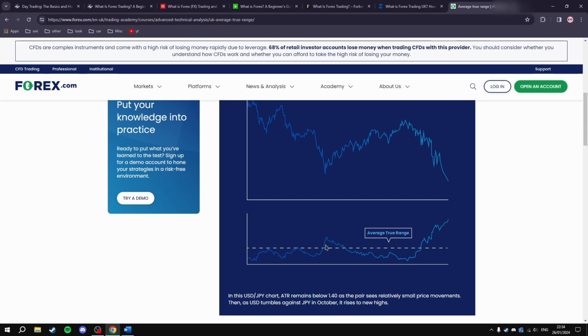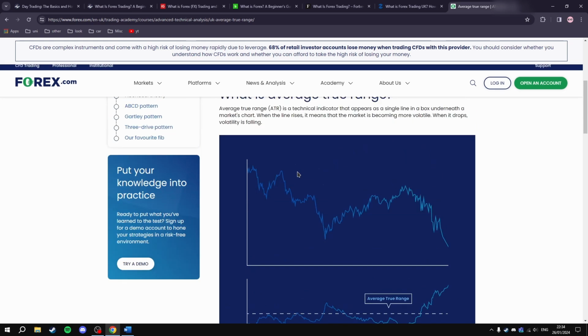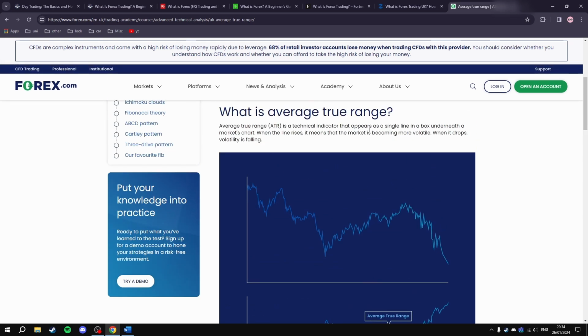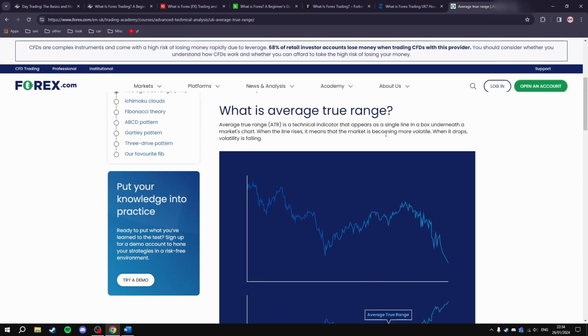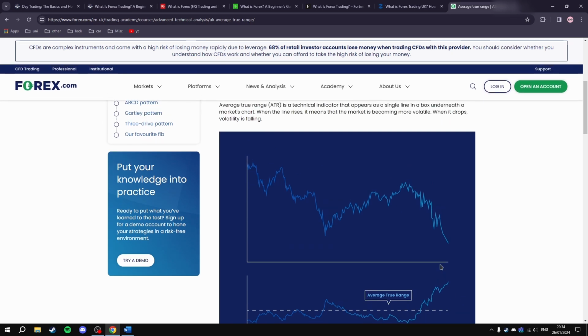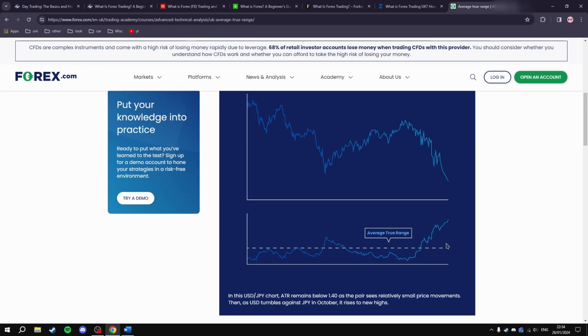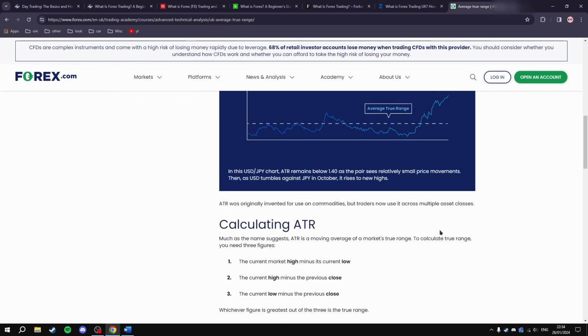These two lines are not the same, no? Average true range appears as a single line in a box underneath the market chart. So this is all the average true range. When the line rises, it means that the market is becoming more volatile. So this is the line. As it rises, more volatile. It rises to new highs. Yeah, okay. ATR was originally invented for use on commodities, but traders now use it across multiple asset classes.